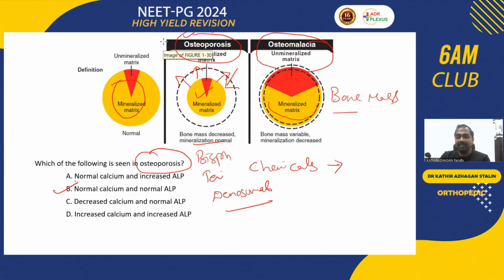Whatever you are giving, the vitamin D and calcium is going to correct only the osteomalacia component of an elderly individual, but not osteoporosis. In order to correct the osteoporosis, you have to give them either a bisphosphonate or teriparatide or denosumab.